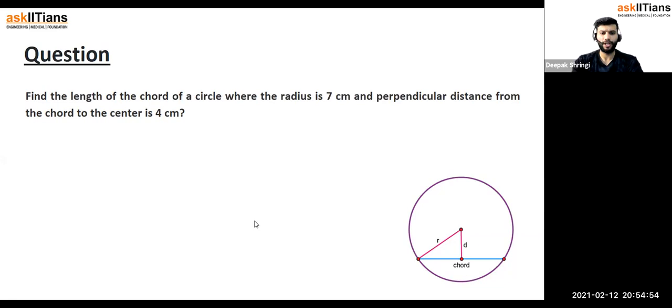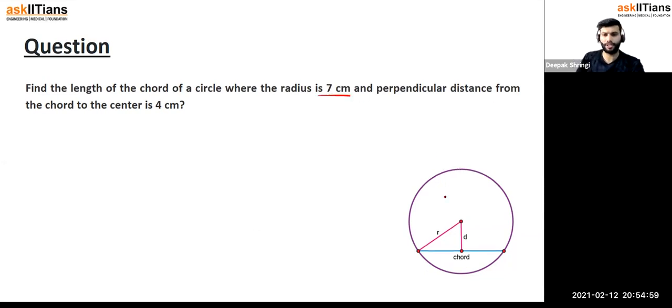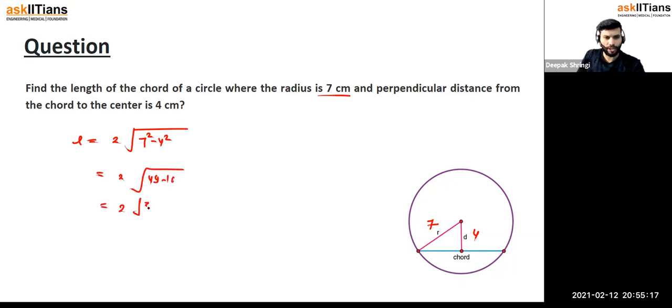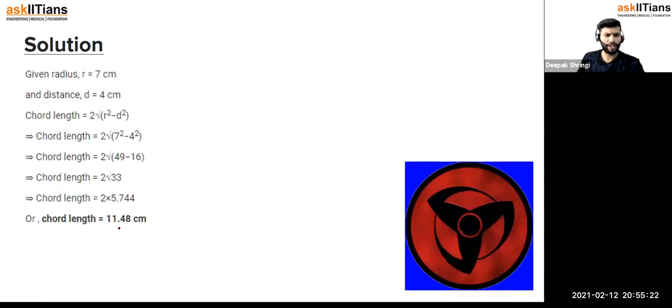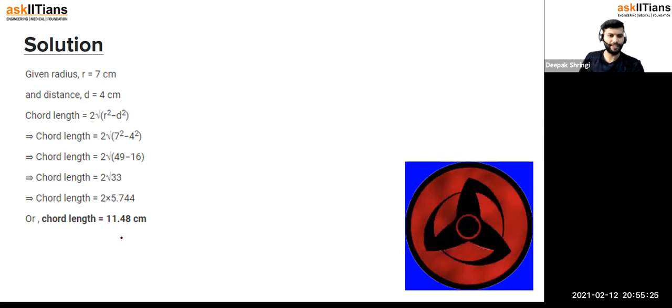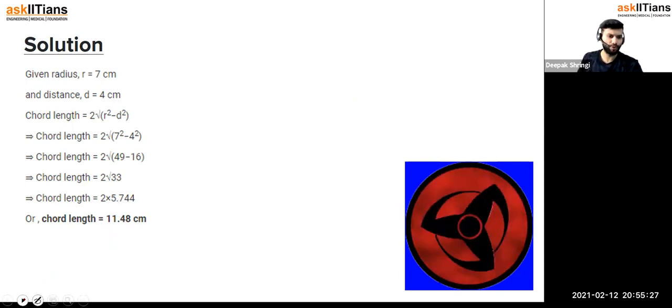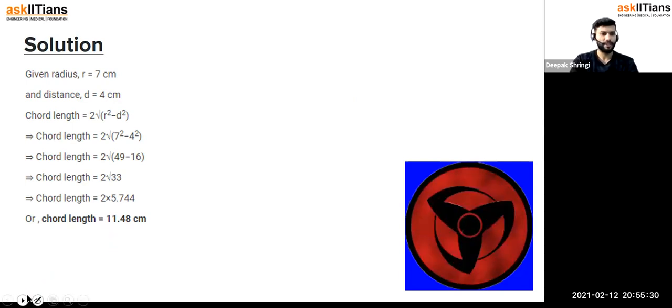I hope you guys have got the answer now. So let's see. The radius is 7, the perpendicular distance is 4. So you will write L equals 2 under root of 7 square minus 4 square, right? 7 square is 49, 4 square is 16. Subtract them, you get 33, and that many centimeters. Solve it, you get 11.48. Fine, got it. Let's move on.